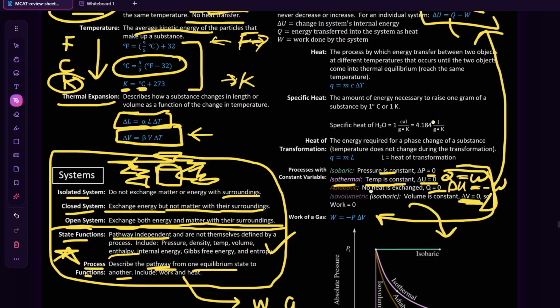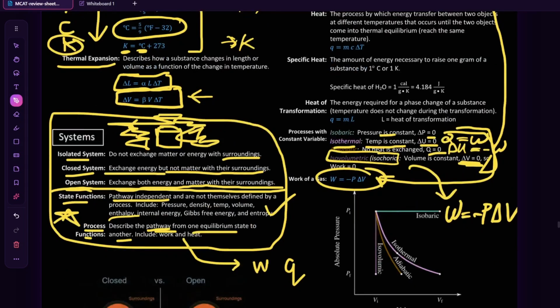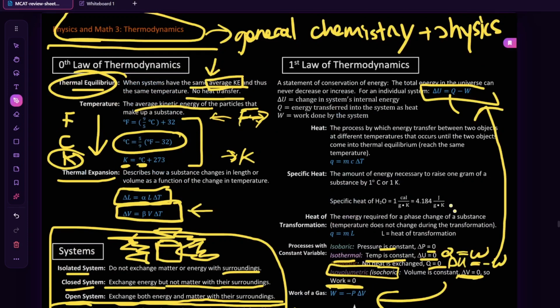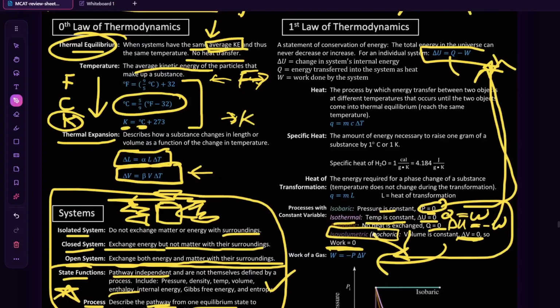For isovolumetric, delta V is equal to 0, meaning no volume change. Let's say you're calculating the work of a gas and you sub that in. Work is equal to negative P delta V. If delta V is 0, because the volume remained constant, then no work would have been done, so W also equals 0. That's why for an isochoric process, delta V is equal to 0, so work is equal to 0. You can just sub that in, and these other ones you can sub into their equations here, and that gives you a simplified equation.